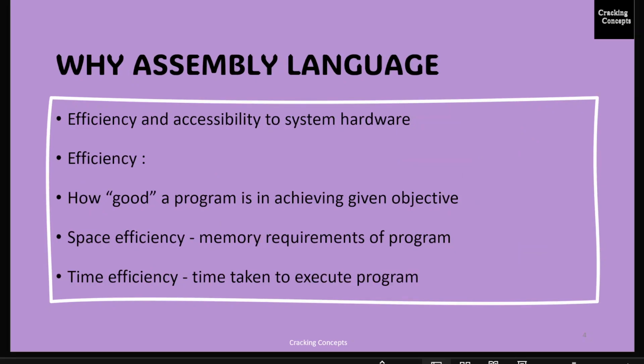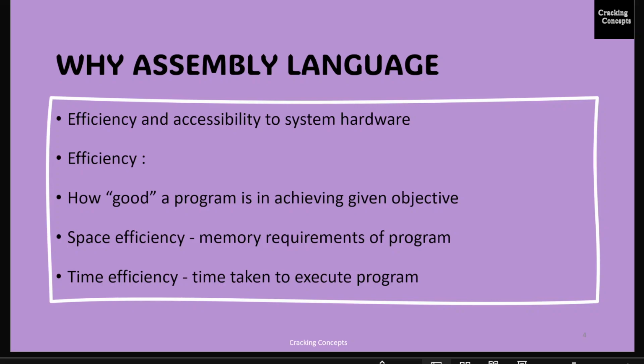Now, why program in assembly language? There are two main reasons why programming is still done in the assembly language, the first being efficiency and the second being accessibility to system hardware. Efficiency refers to how good a program is in achieving a given objective. Here we consider two objectives based on space, which is space efficiency, and time, which is time efficiency.